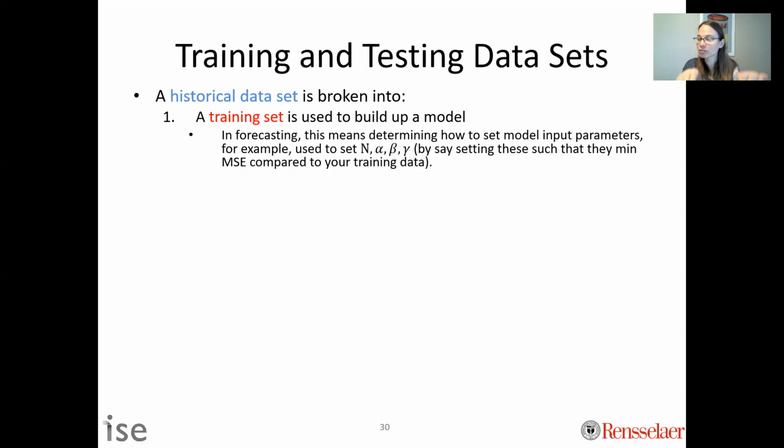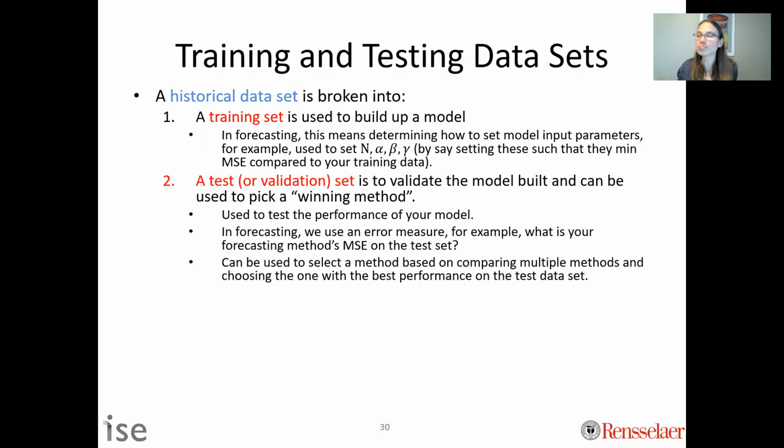So we need historical data to calculate MSE, but if I change this lever on my forecast, that will change what value of MSE I get. And I want to pick the correct settings that minimize the difference between what I forecasted and what actually happened. Okay, so that is how we get N, alpha, beta, gamma. Once we have them and we set them by minimizing some error, we then go and see how well it worked. And so we use this on a whole different data set. It's still the past, but it's sometimes called a test or validation set.